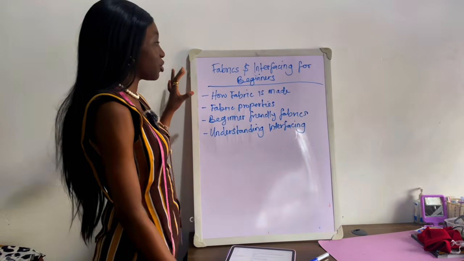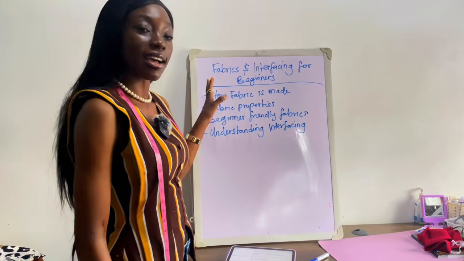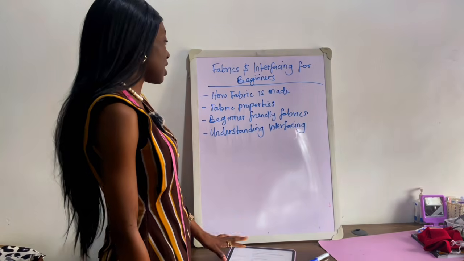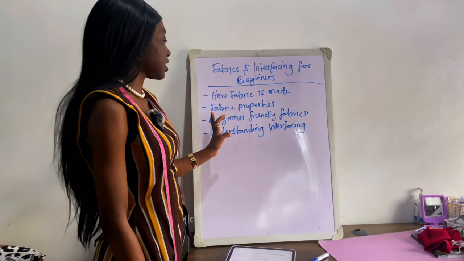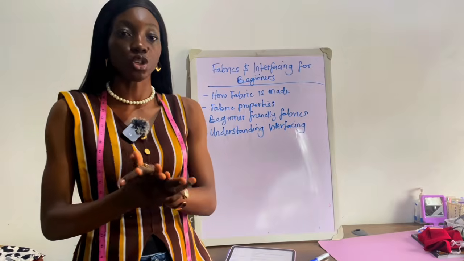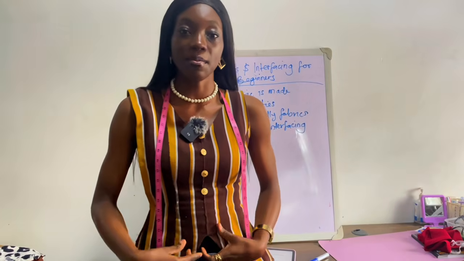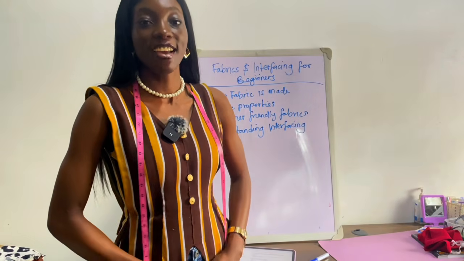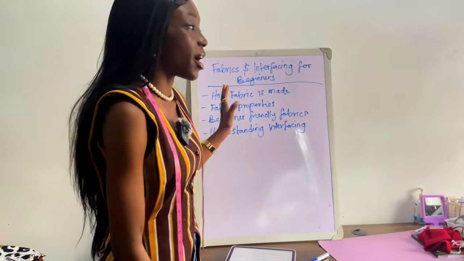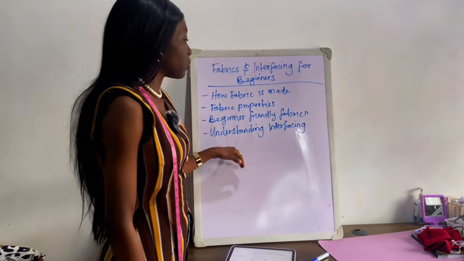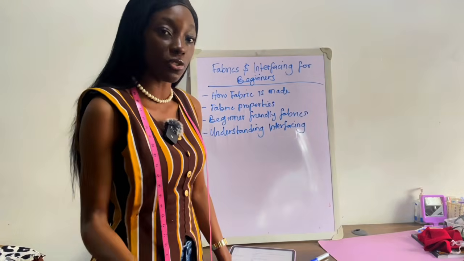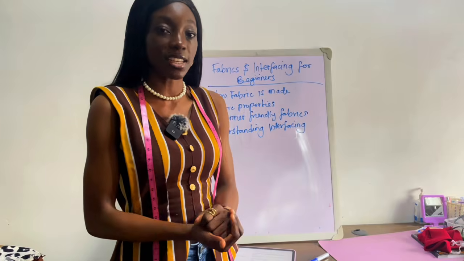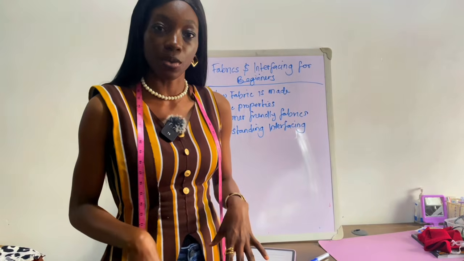Okay, so briefly, the outline for this class is we're going to be talking about how fabric is made. We're going to be talking about fabric properties and beginner friendly fabrics. I'm going to be showing you some of the fabrics that I have in my own collection, fabrics that I'm going to be using for my upcoming projects. We're also going to be talking about interfacing.